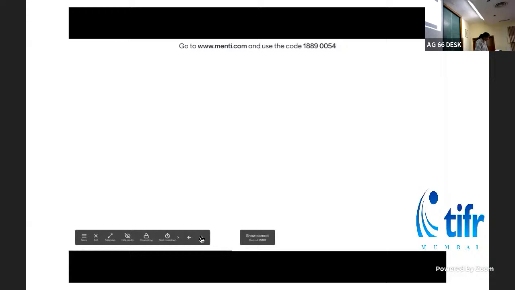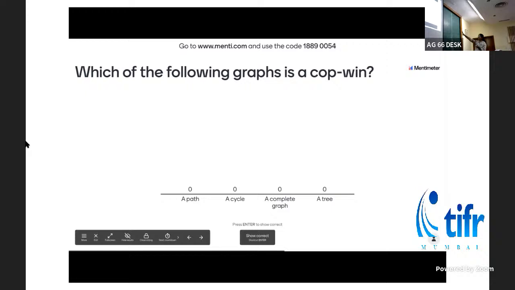All right, so we've already discussed this. Which of these graphs is a cop win: a path, a cycle, a complete graph, and a tree? So what is a tree? A tree is a connected graph that does not have a cycle in it. So a path is a special kind of a tree.